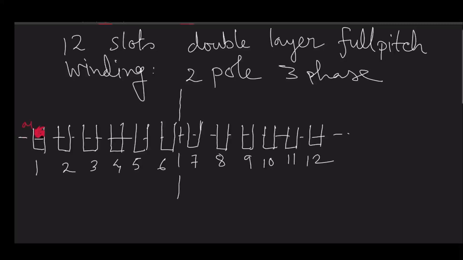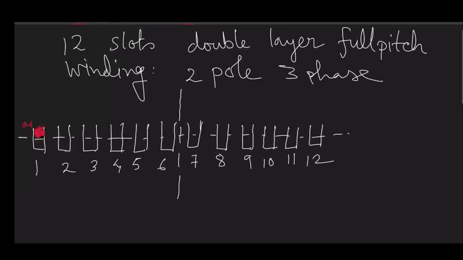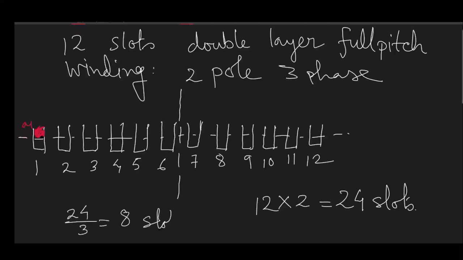Now these 12 slots, two layer, can be viewed as a combination of 24 slots. So from that you can figure out how many slots should be allocated to individual phase. If you want even distribution, that will be 24 by 3 is equal to 8 slots per phase. So these 8 slots per phase, how to place them?